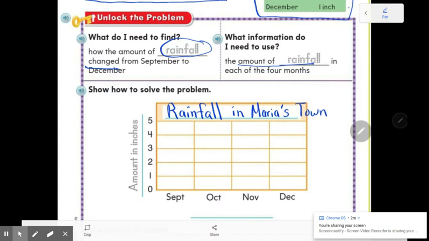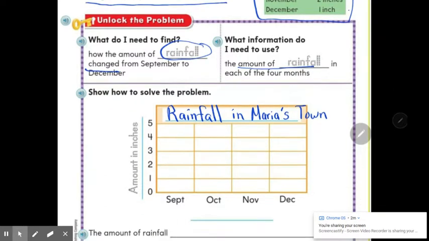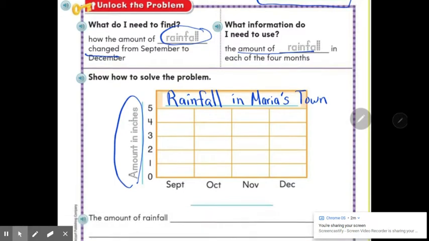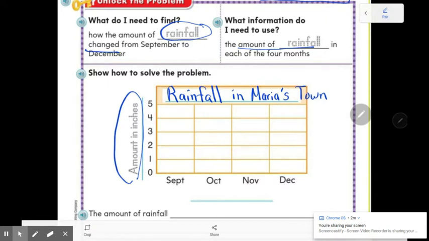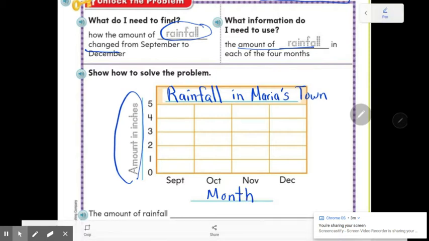Now, how is this going to be recorded? Well, it says right here, if you look at her information, it's in inches. So the rainfall is in inches. So it's the amount, so it's right here. I'm not going to rewrite it, but that's what you would put: amount in inches, because that's how it's going to be recorded. Now, it did say that it was going to record September, October, November, and December, and all of those are months. So I'm going to put months here. Month. So how much in the month of September and in October, November, and so on.